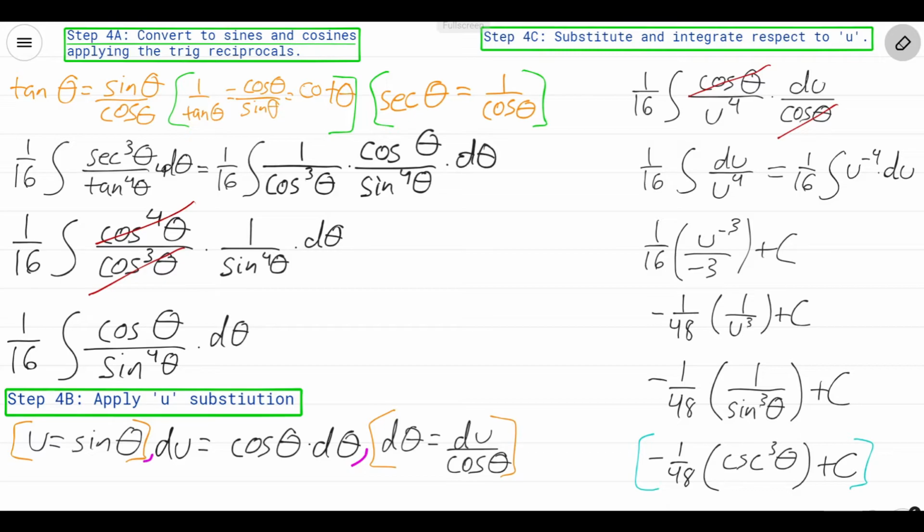Now you might be tempted to say that we're done, but we're actually not. Our final answer has to be in terms of x, because that's what our original integral was given to us in terms of. So that theta that we have there, we have to get it in terms of x. How do we do that? We're going to solve for cosecant theta in terms of x.